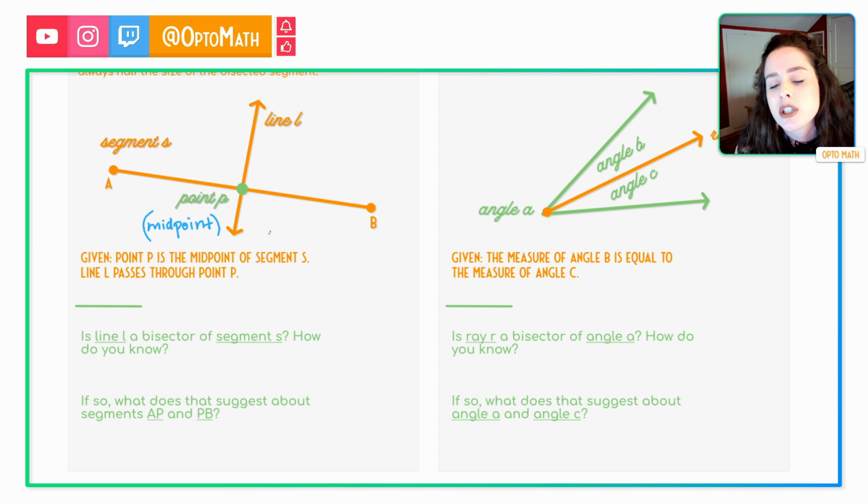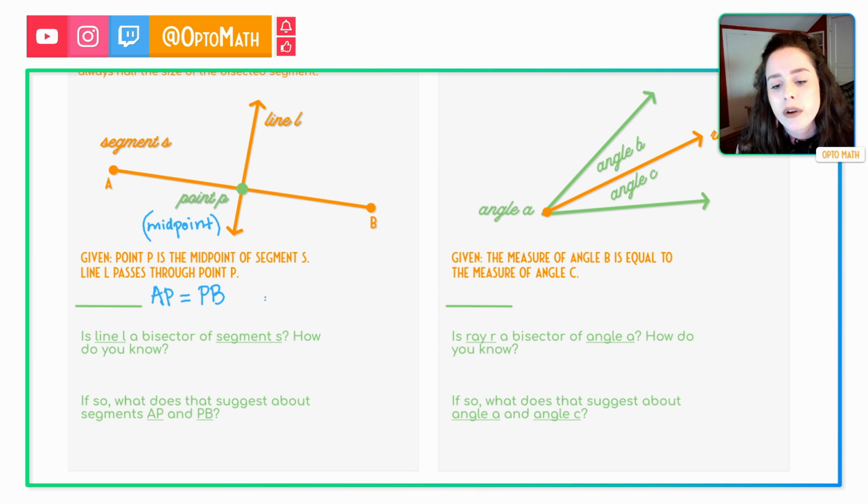There's something we're going to draw here in our picture that is implied when you know that P is the midpoint. We know that AP and PB are equal to each other. Let's write that. AP is equal to PB. We know that because it's being cut straight down the middle through that midpoint by line L. So we're going to also be able to say this.